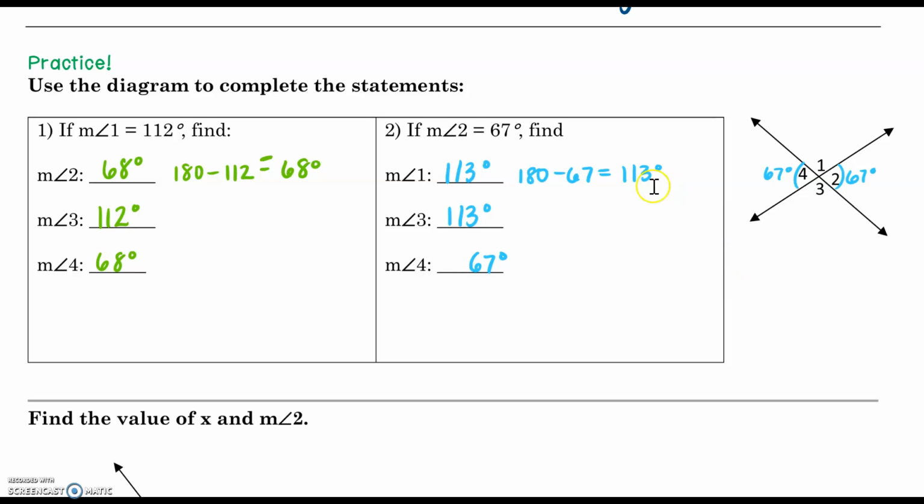Number 2, we know the measure of angle 2 is 67. Angle 2 and angle 4 are vertical angles, so angle 4 also measures 67 degrees. Then we have angle 1 and angle 2 are a linear pair, so we do 180 minus 67. We get 113 for the measure of angle 1. And then angle 1 and angle 3 are congruent because they are vertical angles.